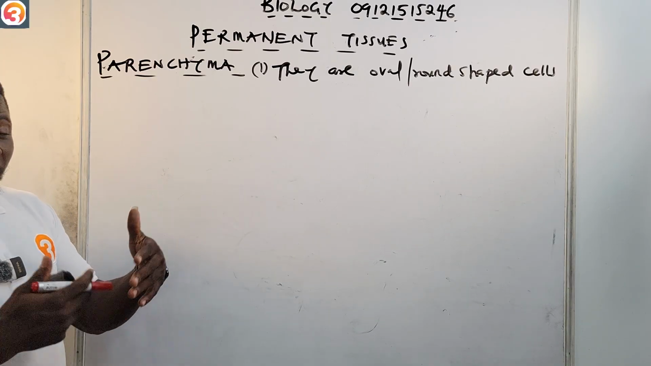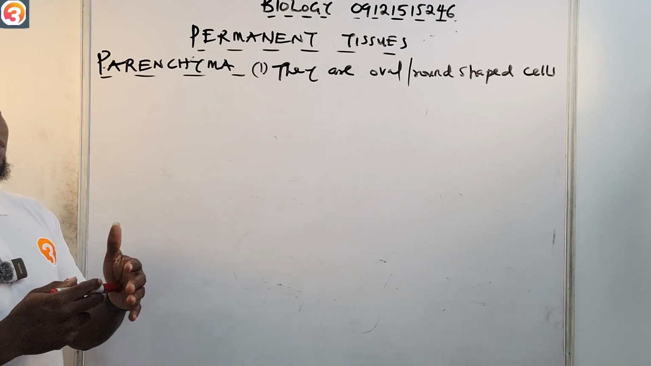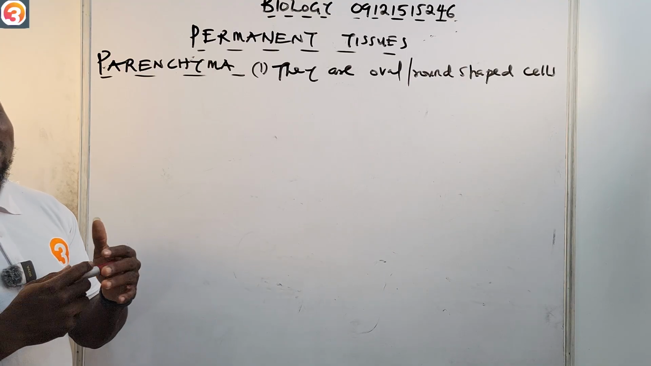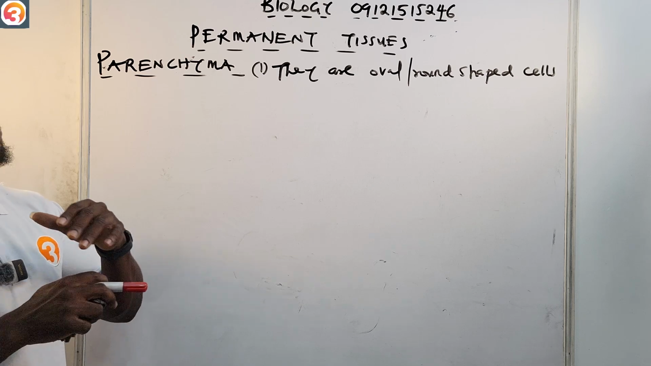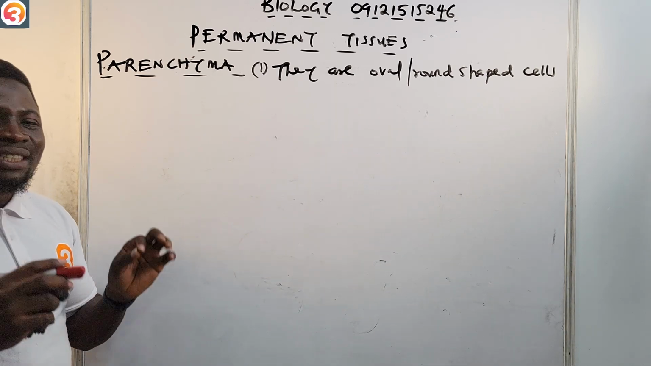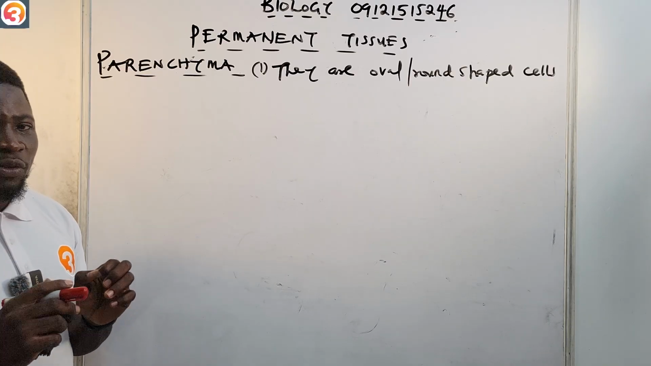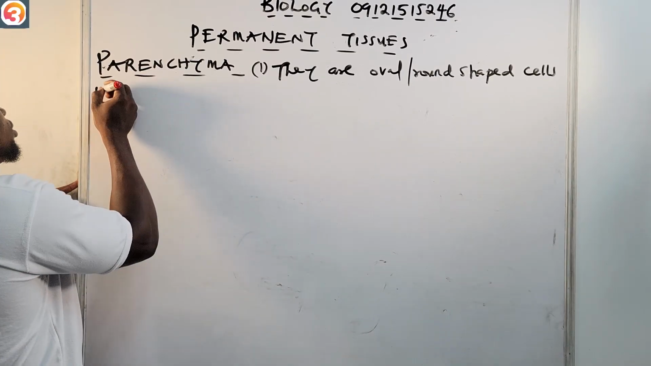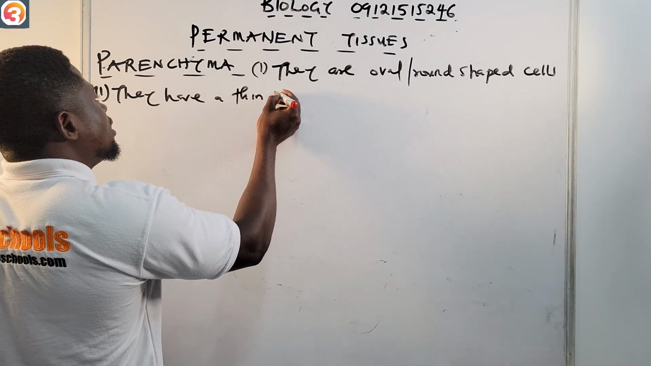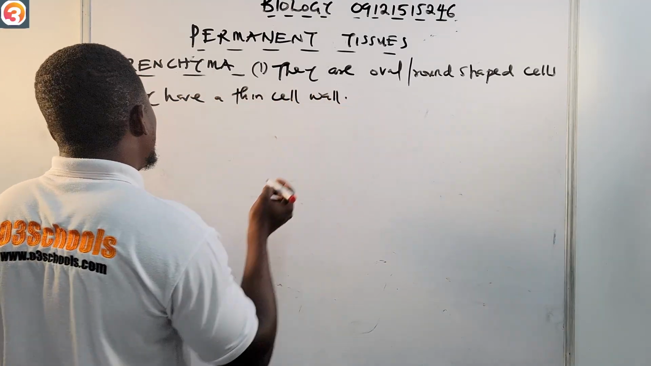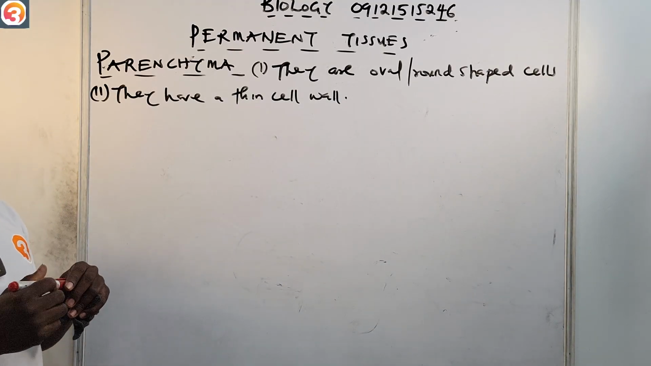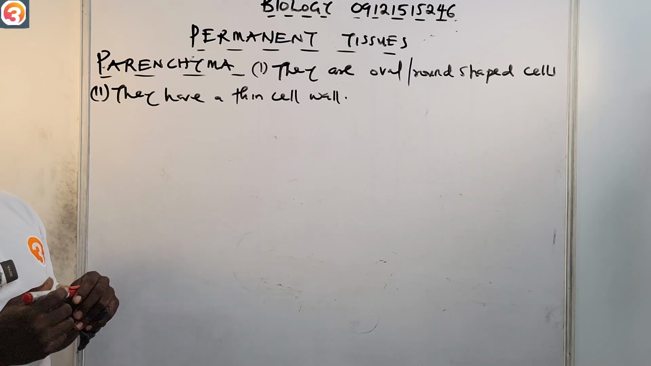You are being asked these types of questions. Which of the following is the most common and abundant cell or tissue in the plant? It is parenchyma. It is found throughout the plant, almost everywhere. They are oval and round shaped cells. Please take note of that. Also, number two, they have a thin cell wall. Parenchyma cells have thin cell walls.